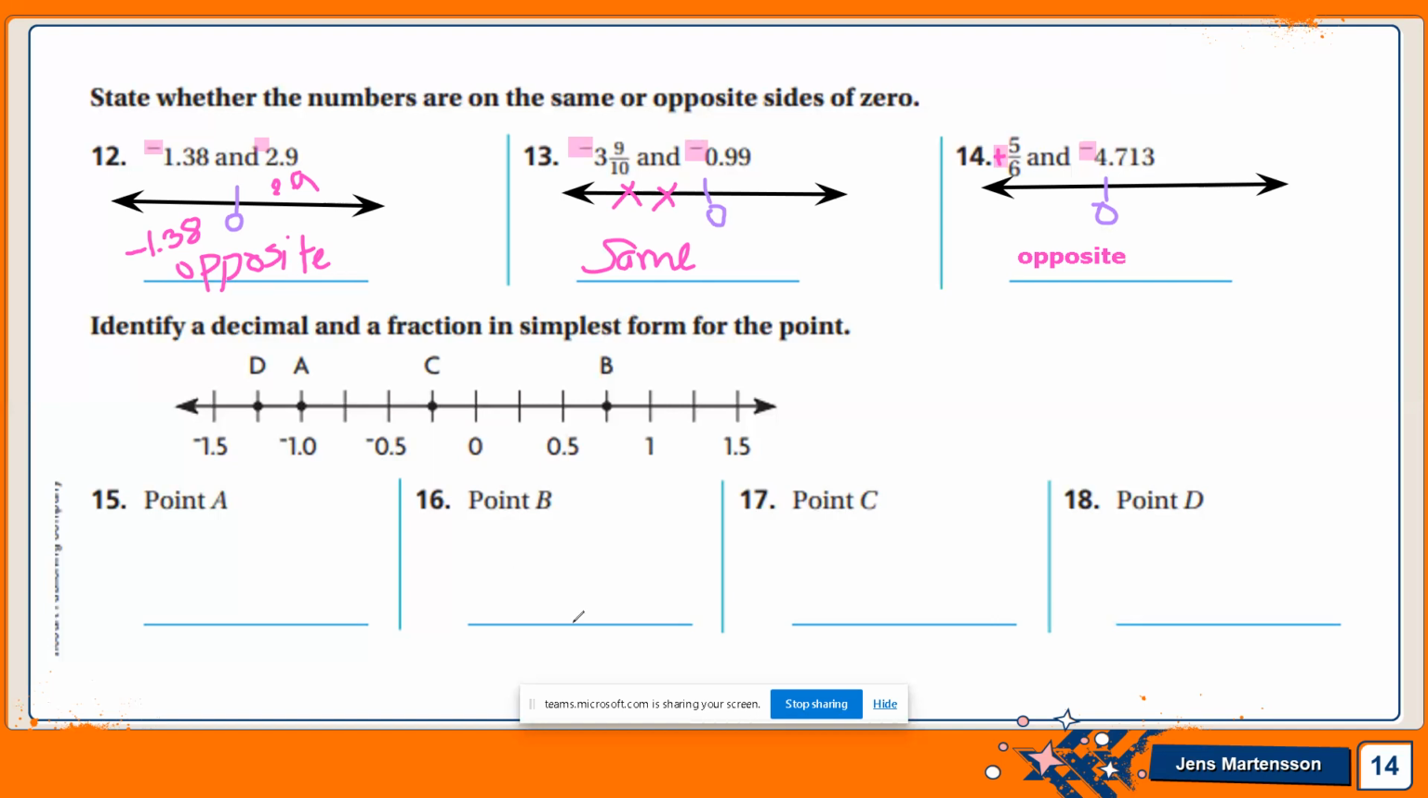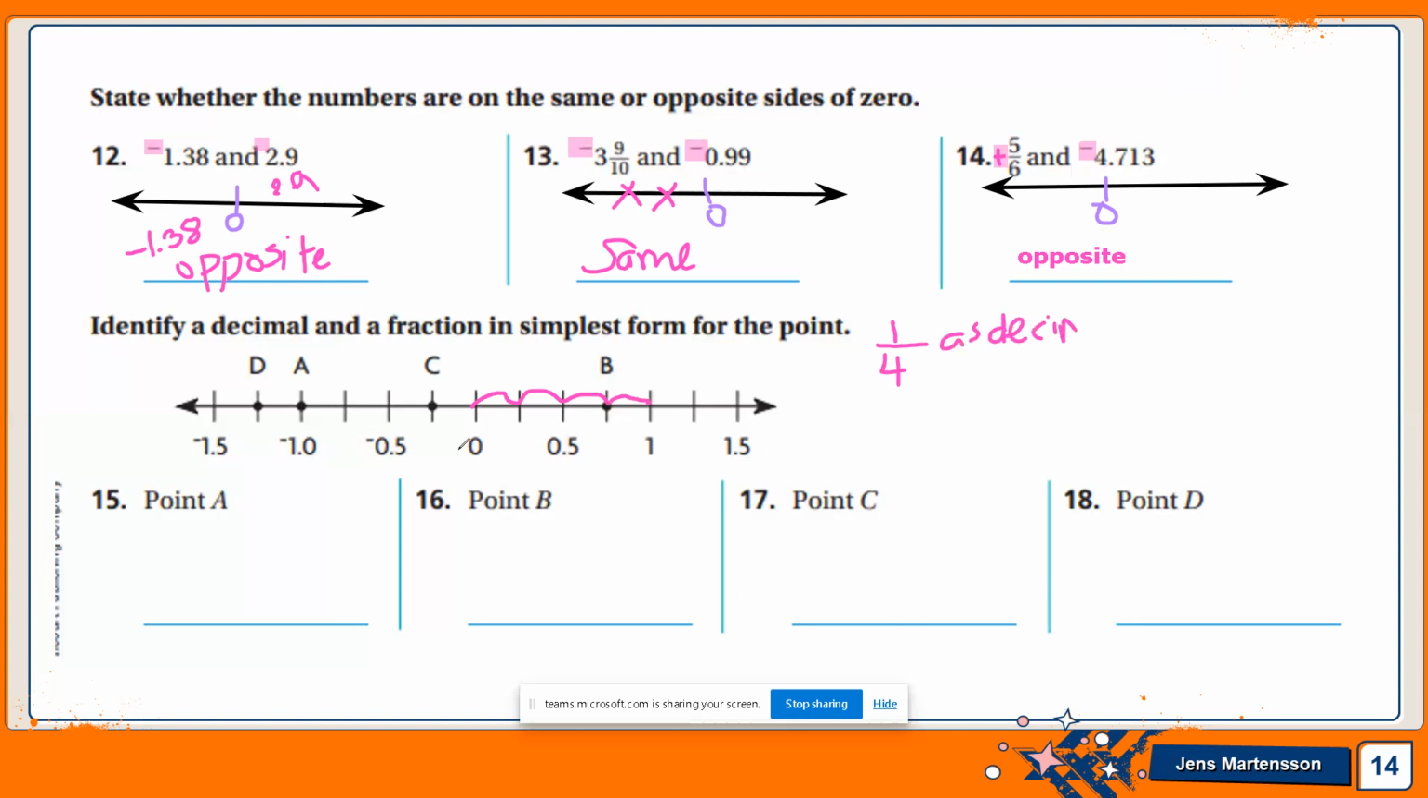Now the first step, before seeing which is the number, is to know how it jumps. Look at 0 and 1. Let's see how many jumps we have. We have 1, 2, 3, and 4. So how many jumps between 0 and 1? You have 4. That means you are counting by 1 over 4. But the numbers here are written as decimals.